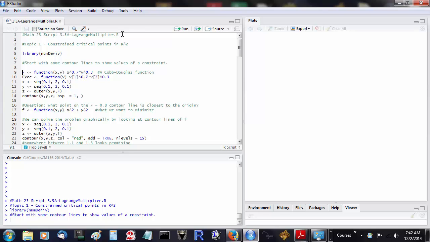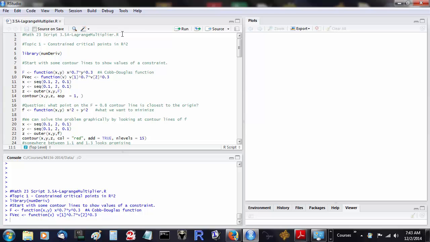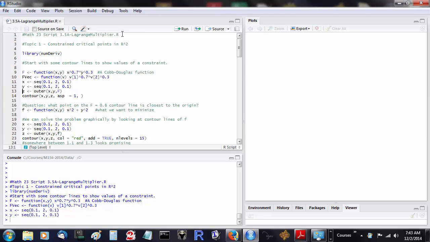As the constraint function, I'm going to use something that's popular in economics called a Cobb-Douglas function. It's x to the 0.7 times y to the 0.3, and what makes it Cobb-Douglas is that the two exponents, 0.7 and 0.3, sum to 1. We will need a version of this function that takes a single vector argument. I make that as usual by replacing x by v sub 1, y by v sub 2. And now let's plot some contour lines for this function.